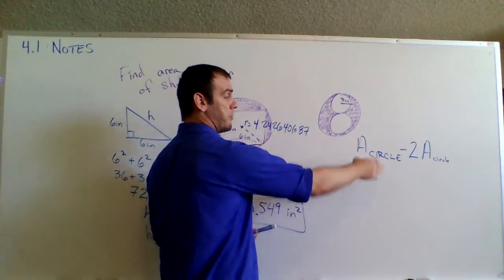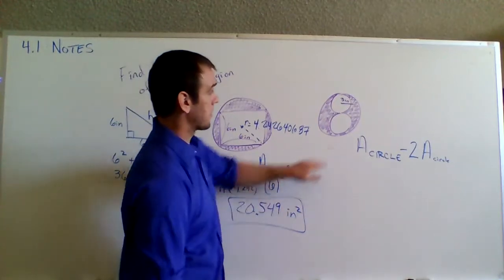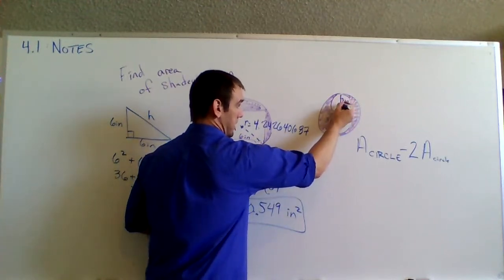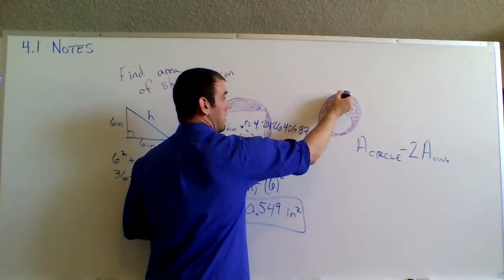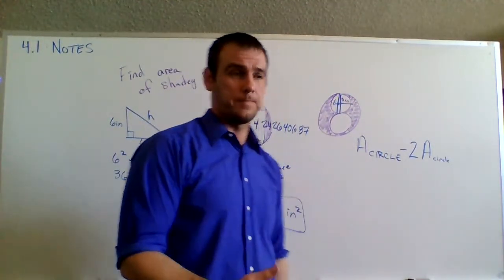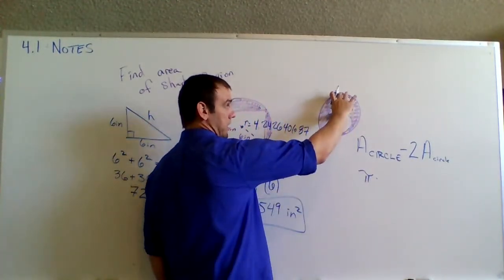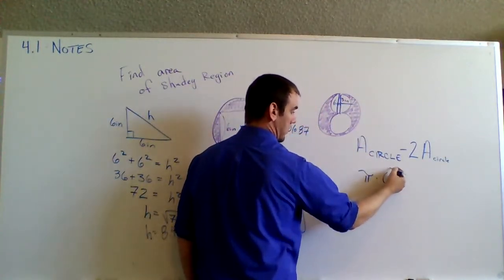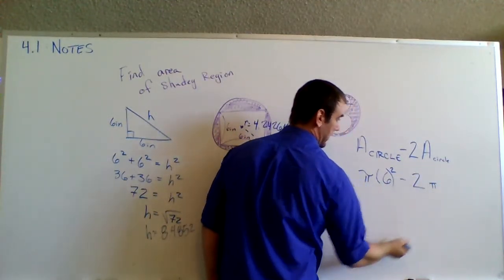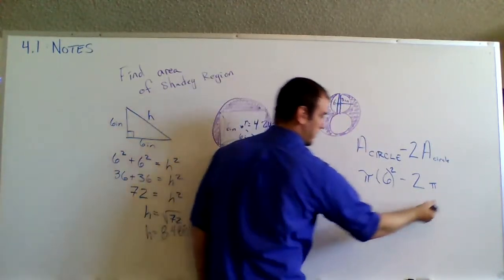So to find the area of our big circle, you need pi r squared. What is the radius of the big circle? Well, if the radius of a little circle is 3 inches, wouldn't that mean this is 3 inches and that's another 3 inches? So this distance here would be 6 inches, which would be the radius of the big circle. So we got pi times r squared, radius of the big circle is 6. We're going to square that guy, minus 2 pi times the area of a little circle, or I'm sorry, the radius of the little circle, which is going to be 3.